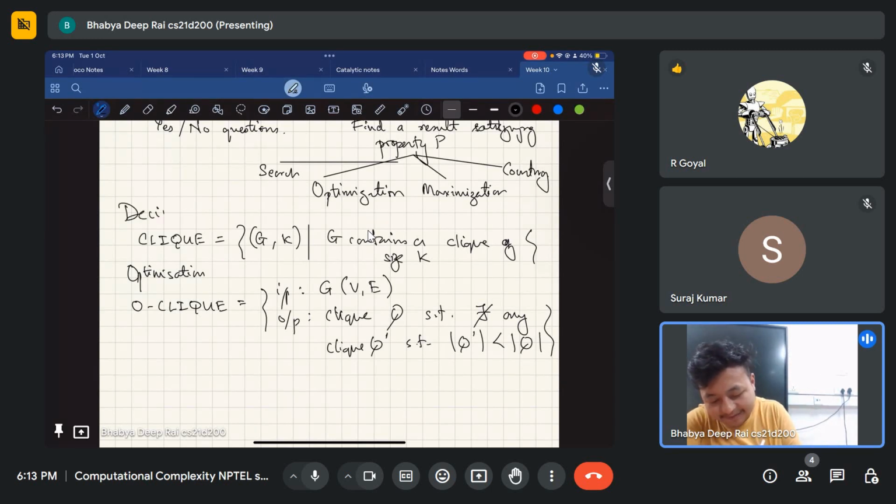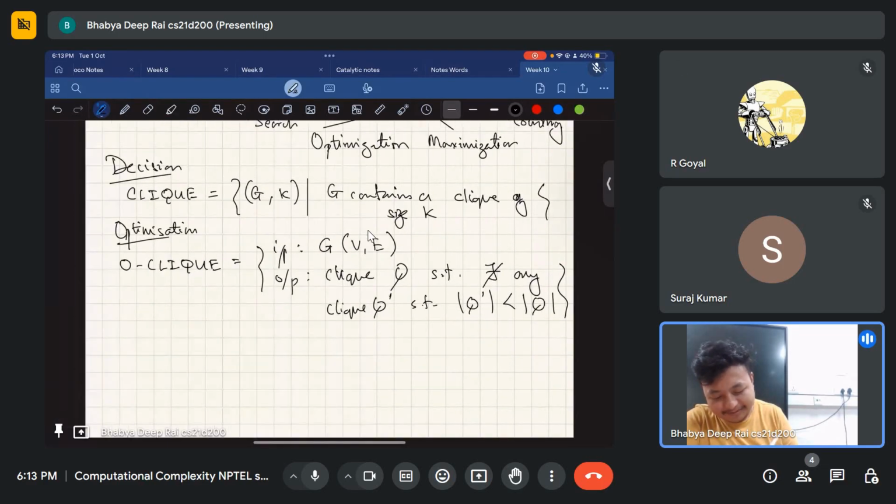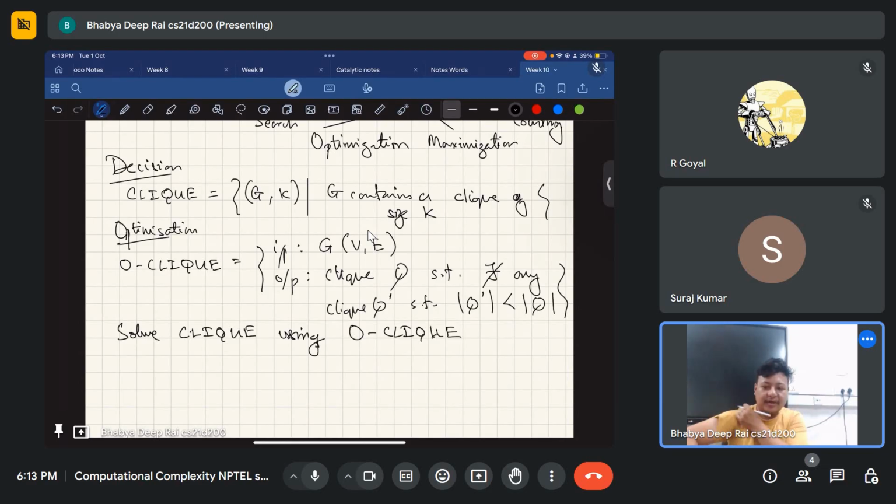This is the decision version. Now let's see how we can solve clique using O-click. Okay, solve clique using O-click. Let's try that.